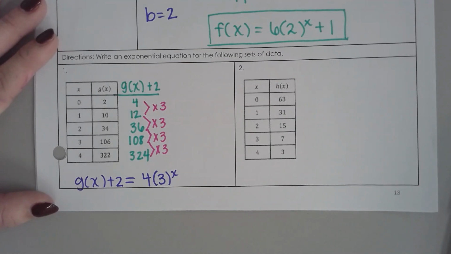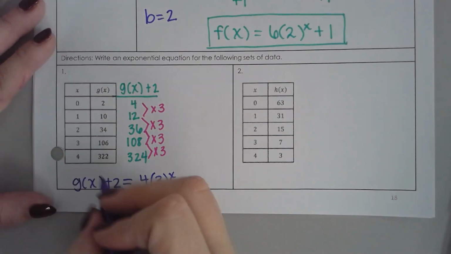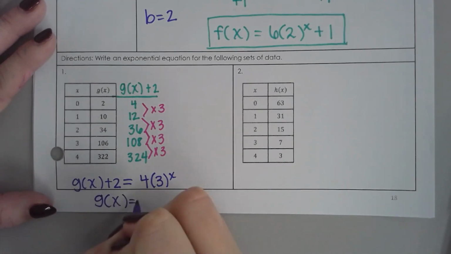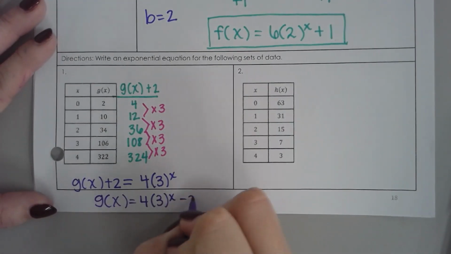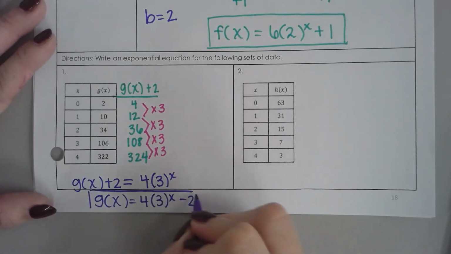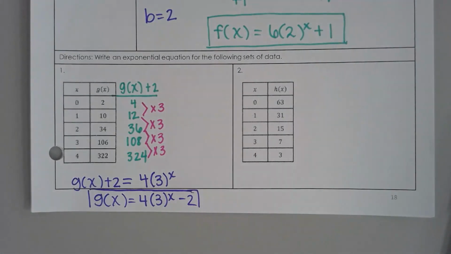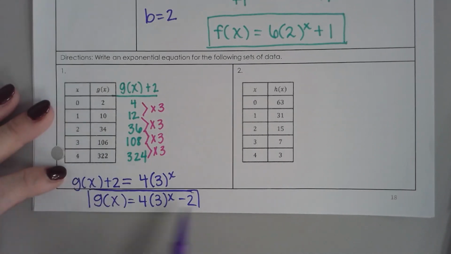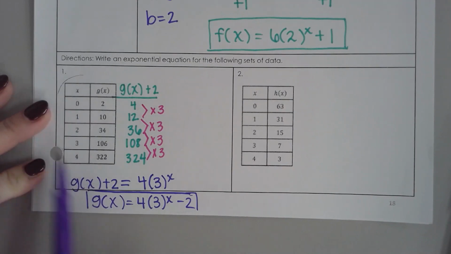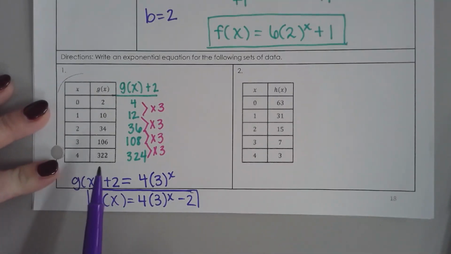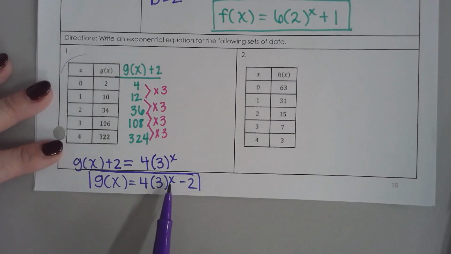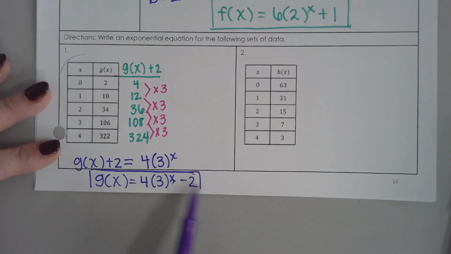But I want g of x by itself, so I'm going to move that 2 over. Minus 2. Like that. And so this equation right here is the equation for the original table that it gave you. Okay. So if I plugged in a 1 for x, 3 to the first is 3, times 4 is 12, minus 2 is 10. So that's where it got that from.